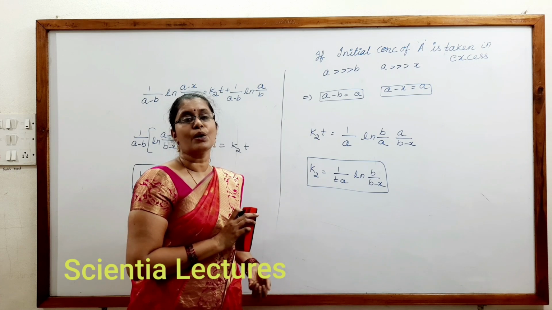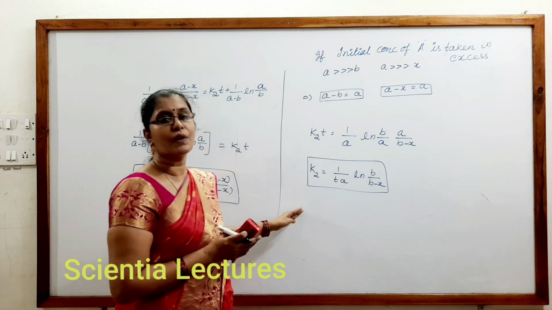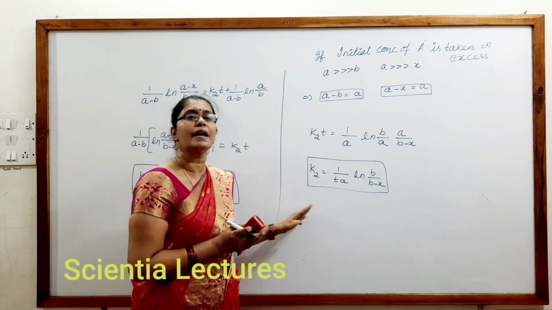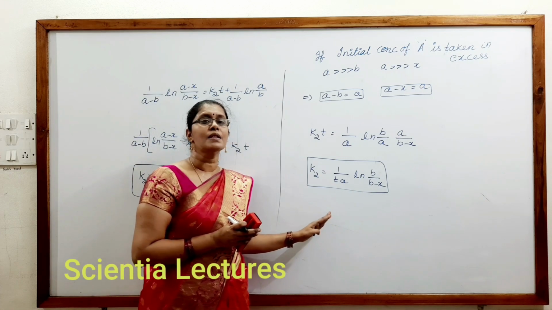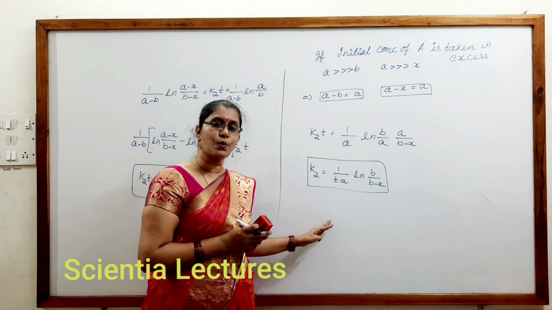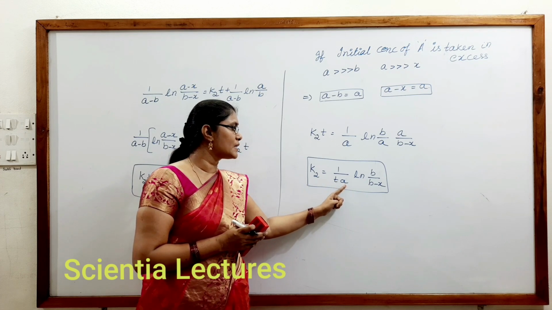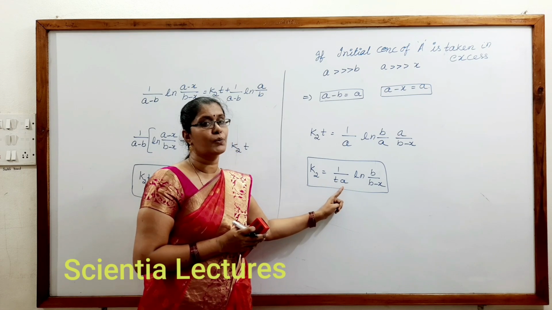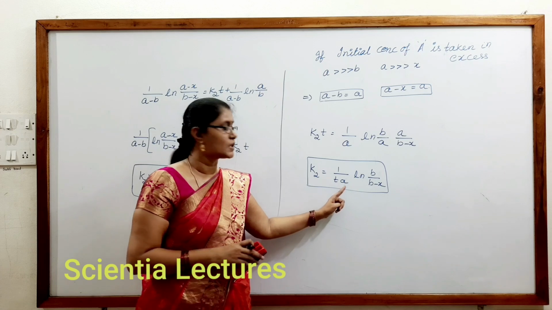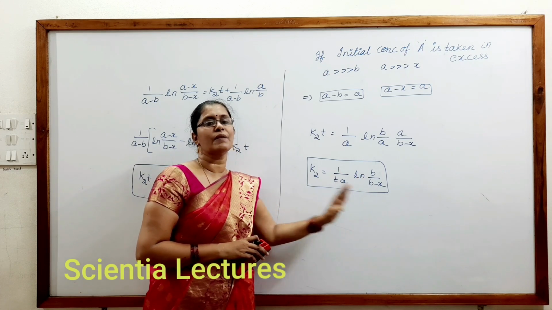Remember that second order reaction, how it turns up into a pseudo first order reaction when we take one of the reactants in excess. This is very, very important from the competitive exams point of view. That is, K2 must be equal to 1 by TA, where A is the one given in excess. That value should be put here if they are mentioned in the equation. Surely they give it. Ln B by B minus X. This is given as usual.